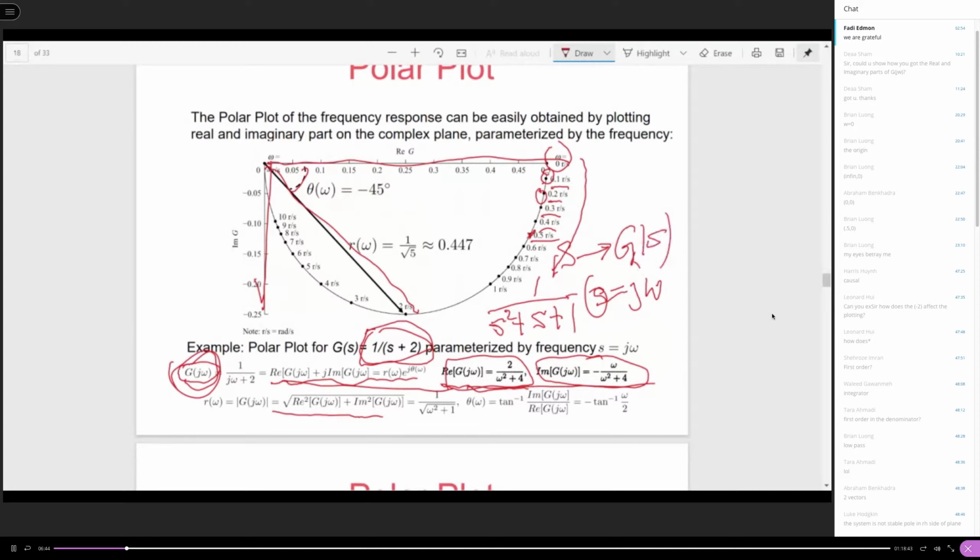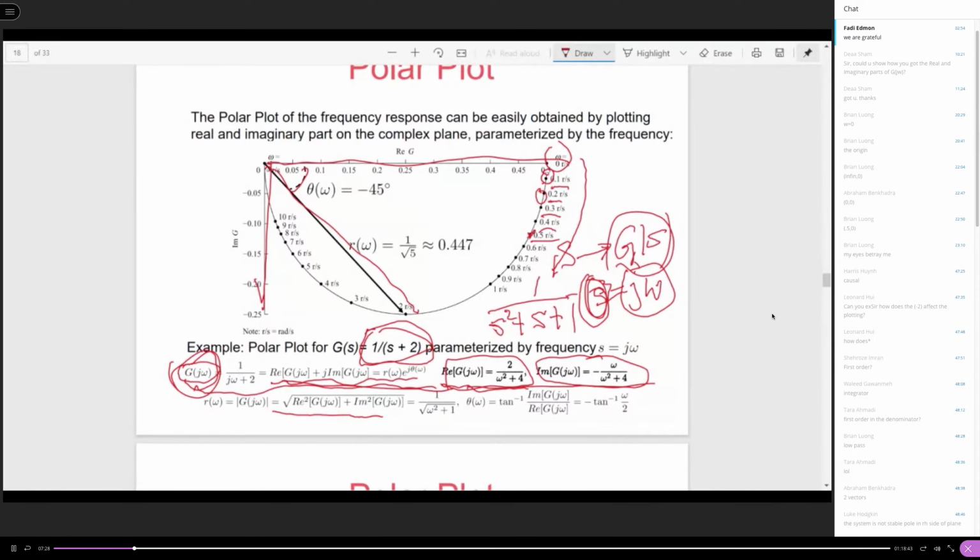But this s is not arbitrarily taken. This s is specifically restricted to s equal to j omega. If you look at this equation here, it clearly shows that G of j omega is a mapping from s to G of s. It's a complex function. I just specifically restrict s to be j omega. But this one shows only from 0 to infinity.